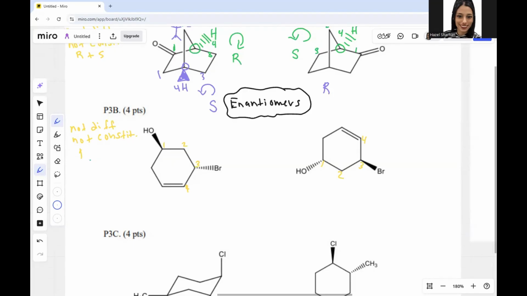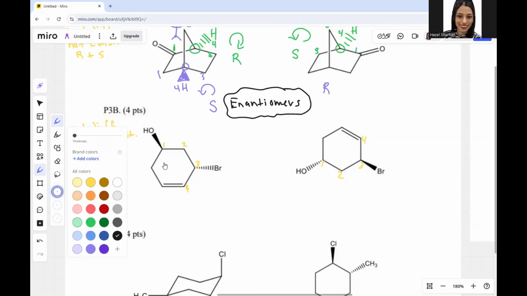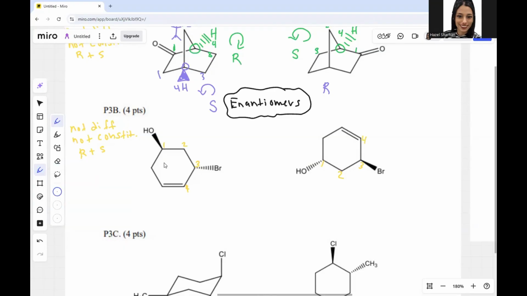And now we check if they're the same. How do we do that? We check for R and S configuration. And so let's get to it. Let's check our first chiral center. And we know this is a chiral center because if you go this way, it hits a bromine first before the double bond. If you go this way, it hits the double bond first before the bromine. It's not symmetrical. And there's a hydrogen out here facing the opposite direction from us. That's our number 4. Our 1 will be the OH.